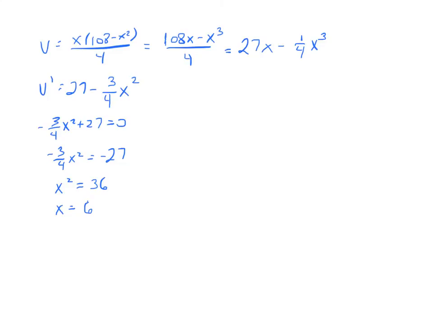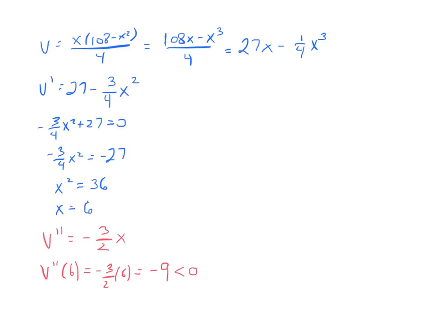Now from here we have a choice between using the first derivative test with x equals 6 or the second derivative test. This is kind of a nice polynomial, so I feel like using the second derivative test, but we should come to the same conclusion. So the second derivative would be negative 3 over 2 x. The second derivative when x is equal to 6 is negative 9, which is negative.